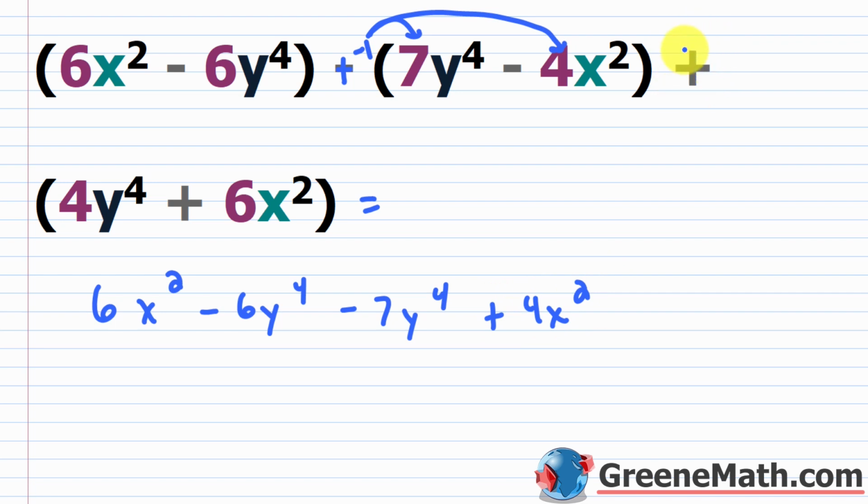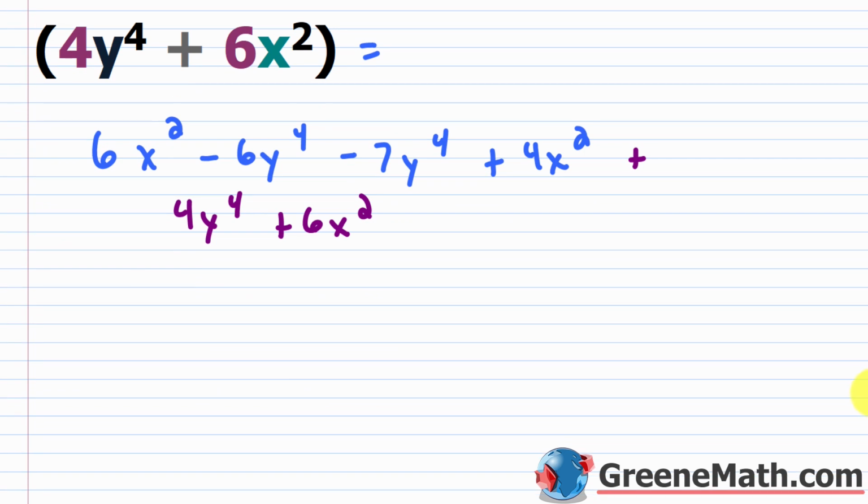Then this is plus here, so I don't need to do anything with this. So I'm just going to drop my parentheses. So I'll have 4y to the 4th power plus 6x squared. So from here, I'm good to go. And basically, I'm just looking for like terms. So I'm going to go ahead and go with the y to the 4th power first, because the degree of that term would be higher, right? It has a higher exponential power.